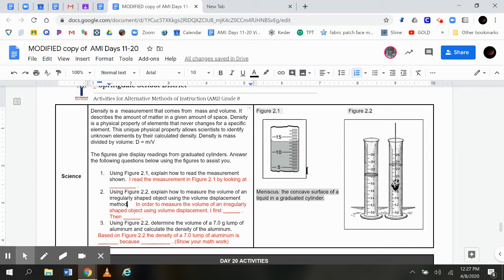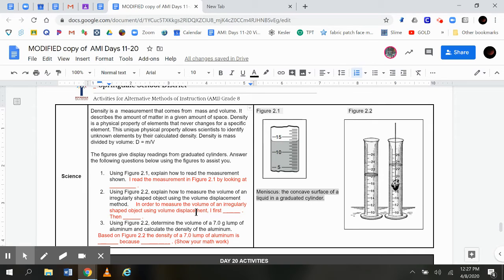It's a diagram of a graduated cylinder, and you can see that it has a meniscus. Remember that a meniscus, and I added this to the problem so you could remember the word, is the concave, that means curved in, surface of a liquid in a graduated cylinder. So let's go back to the problem.